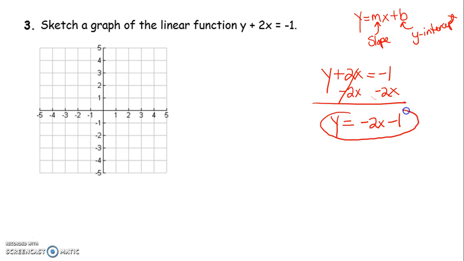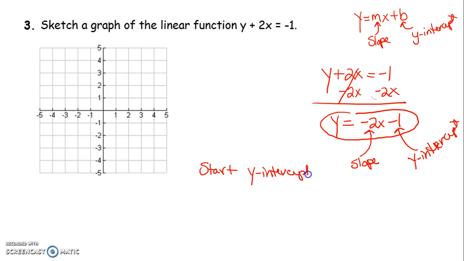We now have this in the correct form in order to be able to graph it. Negative 2 represents our slope, and negative 1 represents our y-intercept. So in order to graph this line, you always start at your y-intercept. It's where your graph will cross the y-axis.